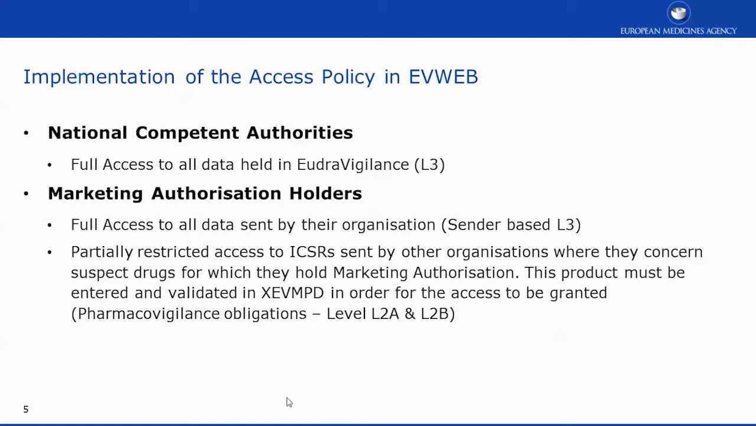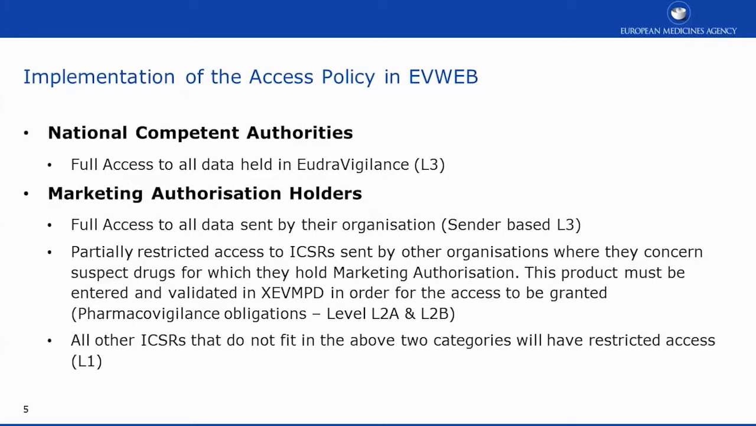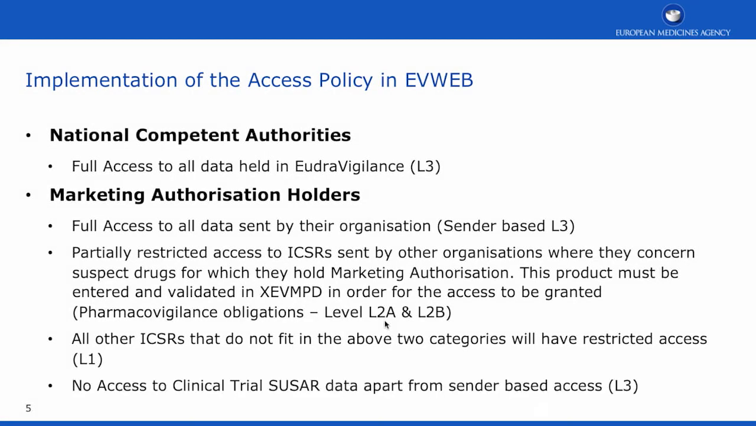Marketing authorization holders also have partially restricted access to ISSRs sent by other organizations, where those ISSRs concern suspected drugs for which they hold a marketing authorization. This product must be entered and validated in the EVMPD in order for the access to be granted. This level of access is called Pharmacovigilance obligations, levels L2A and L2B. All other ISSRs that do not fit into the above two categories will have the restricted access L1, also known as public access. No access to clinical trial SUSAR data will be given apart from the sender-based access.